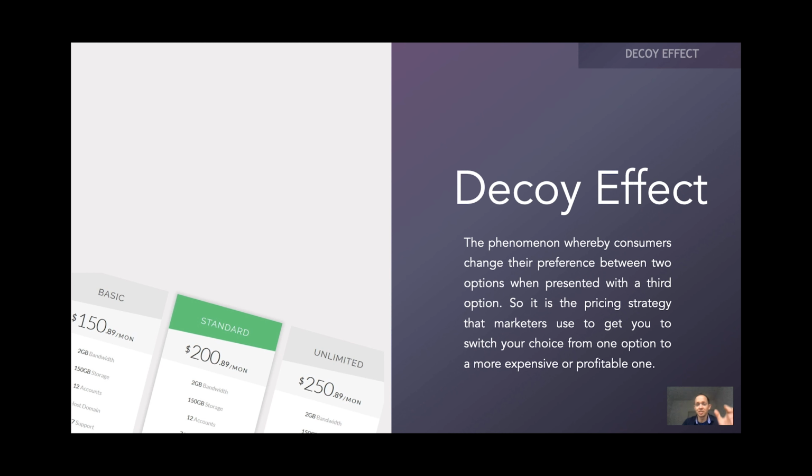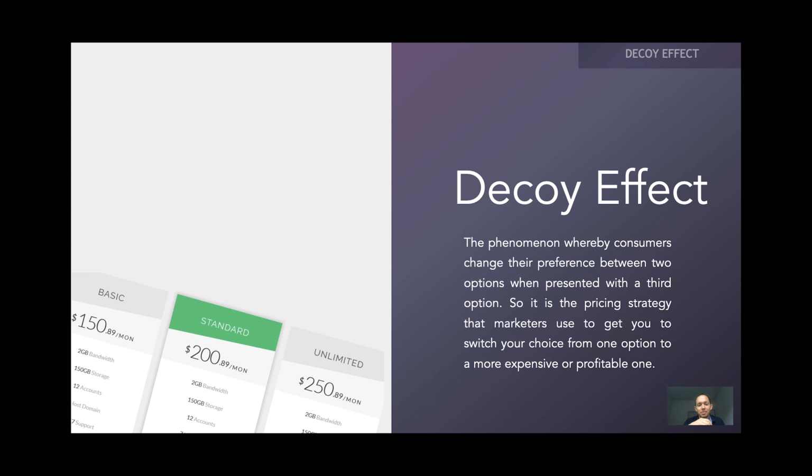So let's talk about a few other approaches that might not be that obvious, but once we mention them, I'm sure you will be like, oh, okay, right, I get it. One of those, and I really like this one because we can see it happening all the time, is the decoy effect. The decoy effect is a phenomenon whereby consumers change their preference between two options when presented with a third option. This is a pricing strategy that marketers use a lot to get you to switch your choice from one option to a more expensive or more profitable one for them.